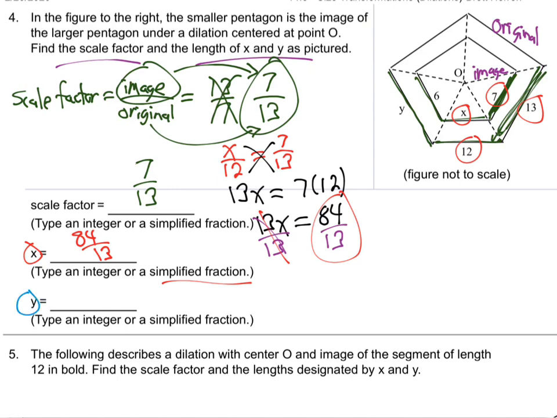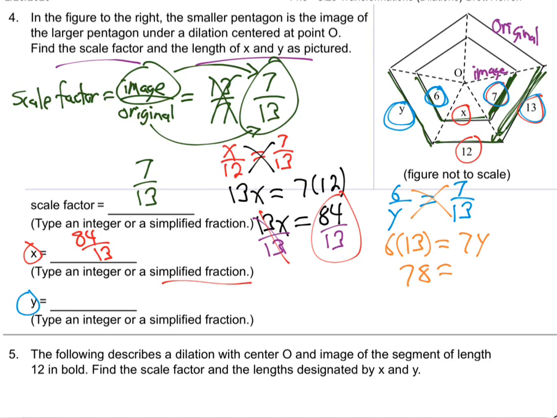Now let's go get our hands on y. So how are we going to solve for y? Well, we can go 6 over y. Let's start with the image. 6 over y is 7 over 13. And then we just solve that for y. Diagonal, diagonal. 6 times 13 is 7 times y. So that's 78, and that's 7y. Last step to finish getting y alone. Divide by 7. Boom. There's y. And again, we just leave it as a fraction: 78 over 7.